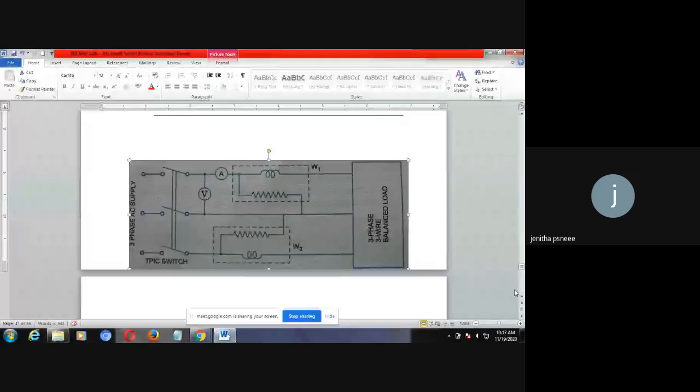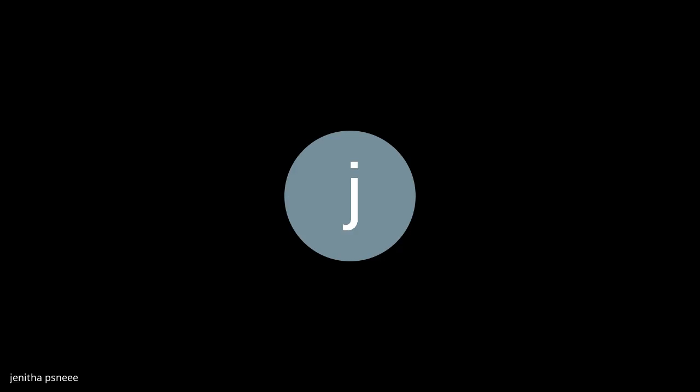See here, in this method you have to set the voltage to the rated value. By using the auto transformer, you vary the voltage to 415 volt. For three phase, the rated voltage is 415 volt, and for single phase it is 230 volt. Here you are using the three-phase supply, so you have to set this voltage to 415 volt.